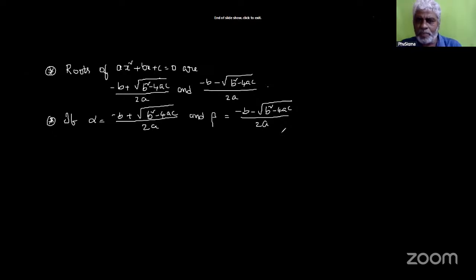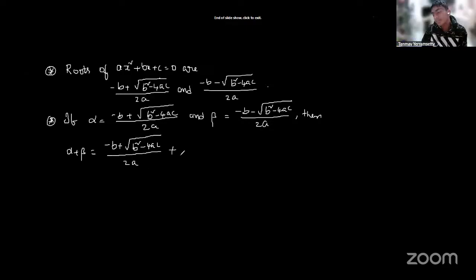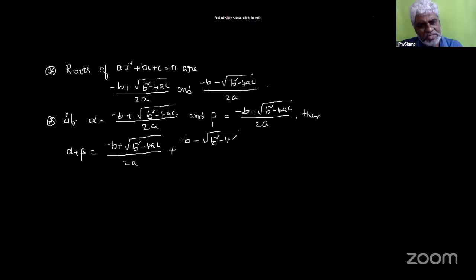Now let us see what happens when we add these two roots. Then alpha plus beta, that means sum of the roots. How to add these two roots? Minus b plus root b square minus 4ac by 2a, plus the second value, minus b minus root of b square minus 4ac by 2a.